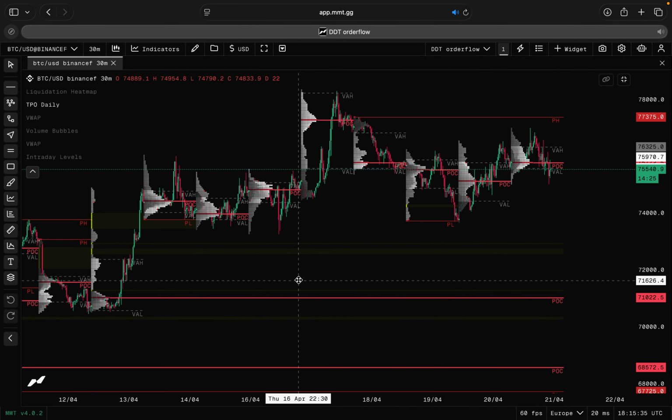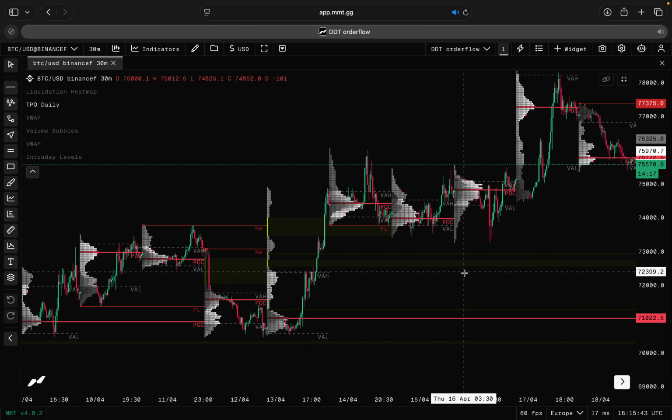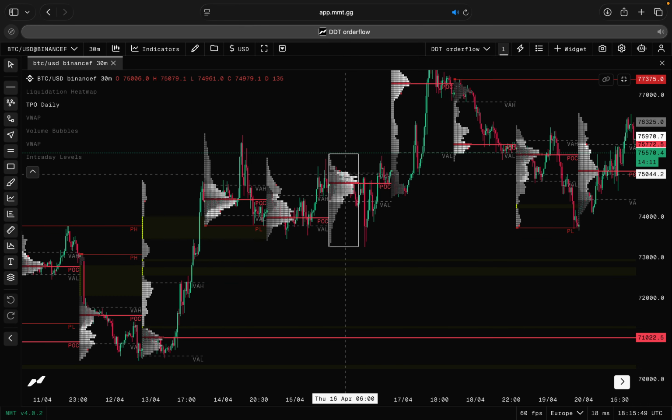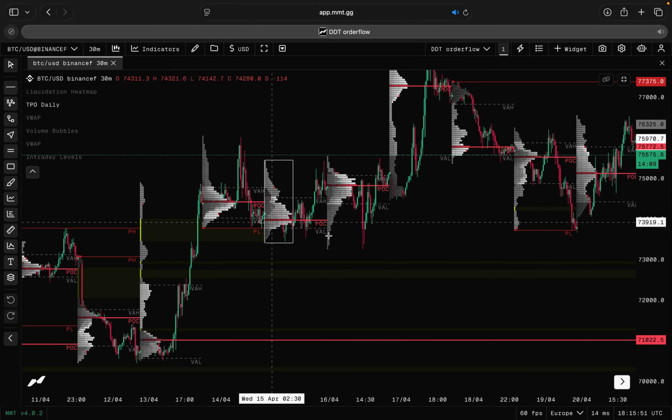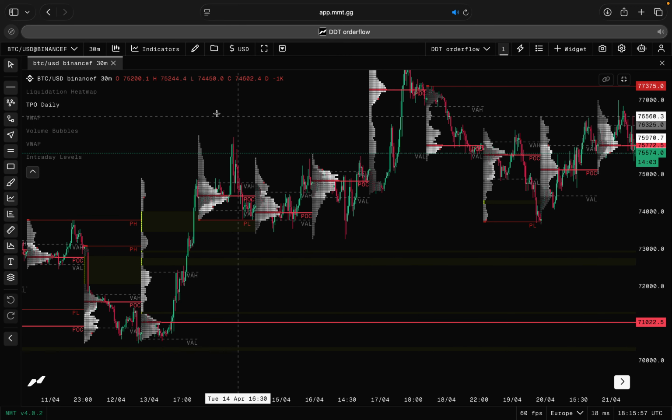How I use it is that this is a naked daily point of control. That means it's a point of control that was not tested before. As you can see right here, you also have the POCs, but price likes to retest those levels and then go higher. Then it means there's fair value, and it can continue, which is healthy for the market.